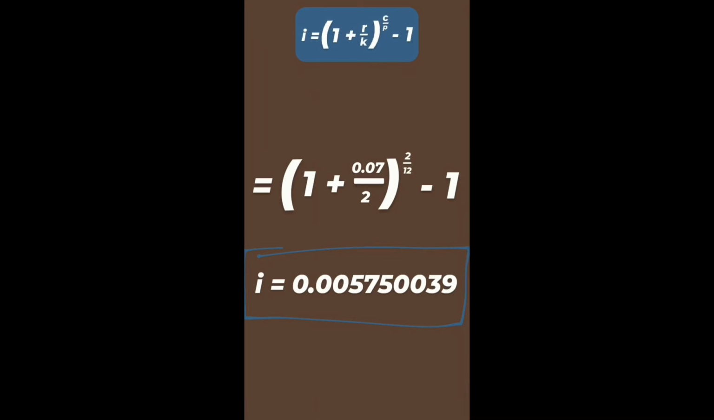Let's start with i: the quantity 1 plus R, which is the rate, and it's 7%. Convert to decimal, 0.07, over K, which is the compounding period for the percentage, and it's 2, raised to C, which is the number of compounding periods, and it's also 2, over P, which is the payments per year, 12 months per year, minus 1. And the answer here is i equals 0.0057500039.